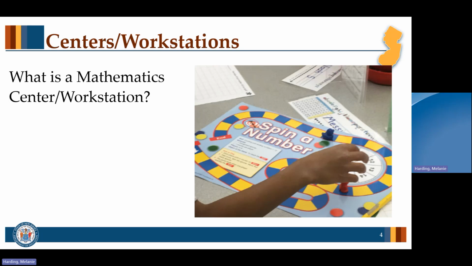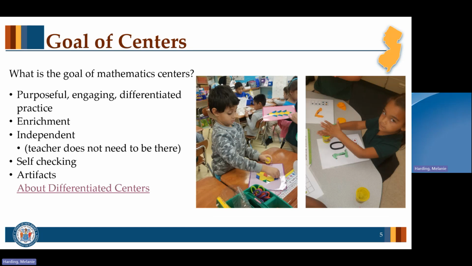One of the goals today for me is to help you identify what a good center should look like, and how to have those meaningful, purposeful, engaging practice centers in your classroom. So we know that we have to have purposeful practice, but it needs to be fun, engaging, and hands-on. It's got to be academically rigorous too, standards aligned. Students have to be able to gain confidence and pride in their work. They shouldn't be frustrated in centers.